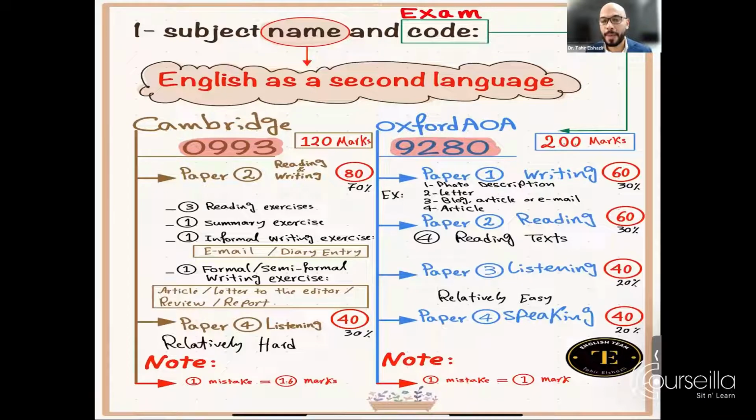بقت اصعب شويه. تمام؟ It's still relatively easier than Cambridge, but it is not a piece of cake as it used to be. Bear in mind.